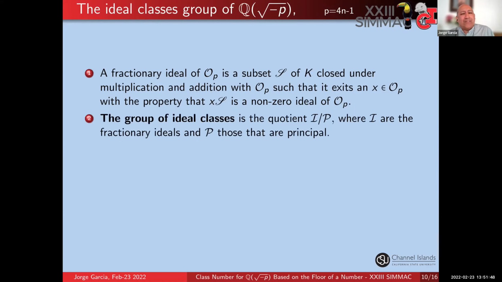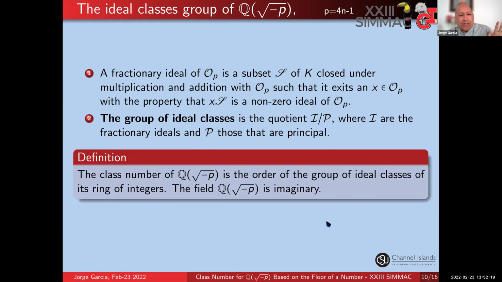So the group of ideal classes is the quotient. And in algebra, each time you do a quotient, you get something beautiful because you observe things from a higher perspective. When you do these quotients, you identify things that are equivalent. You say, okay, this is the same object, so what? So it gives you a nice perspective. This quotient is the group of ideal classes, right? You divide the fractionary ideals by the ones that are principal, and that's the group of ideal classes. And precisely the class number of this quadratic field is the order of this group.